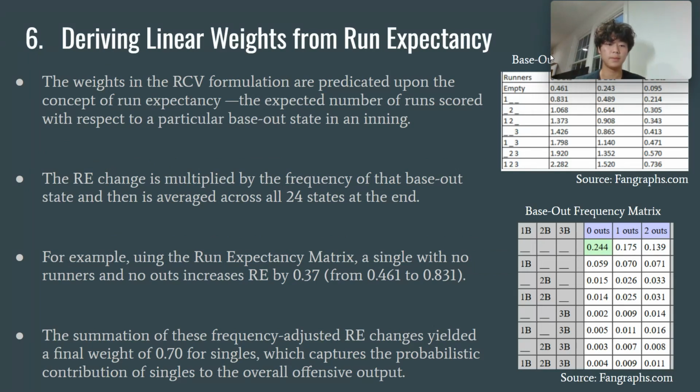The weights in RCV are based on changes in run expectancy, or RE, which measures the expected number of runs a team will score in an inning given a specific base-out state. For each offensive event, its average RE changes were calculated across all 24 base-out states, adjusting for the frequency of each state. For example, a single with no outs and no runners increases RE by about 0.37. When averaged across all situations, this results in a final weight of 0.70 for singles. The same process was repeated for the other factors.